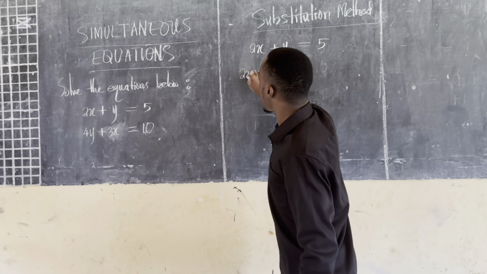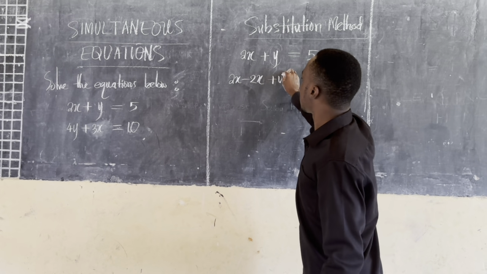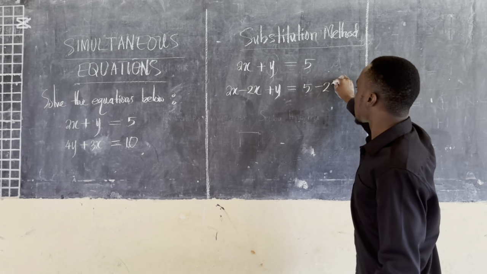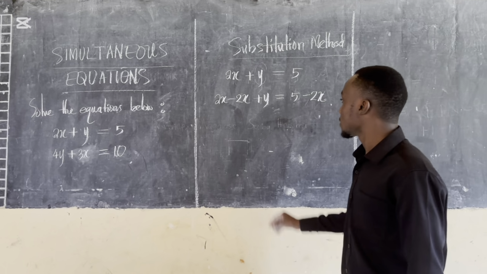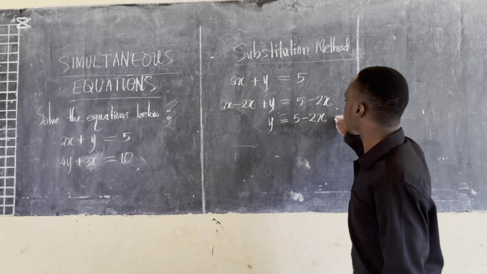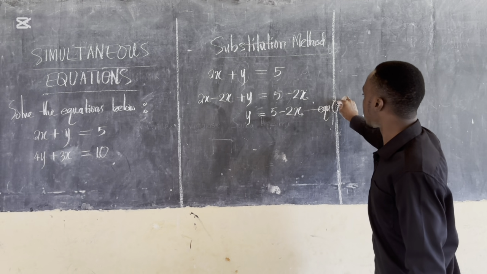That means I will take this 2x to the right by subtracting it from the left. So I also subtract it from the right. So I end up with y equal to 5 minus 2x. And I can call this one equation star.